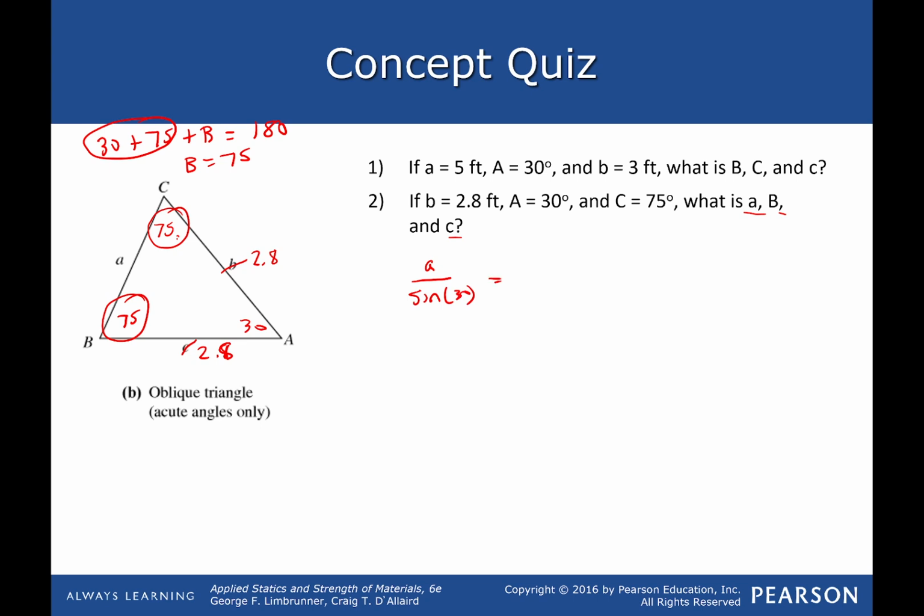is equal to 2.8 over sine of 75. Pen is slowing down a bit. Who's getting tired? And if I plug that into my calculator, I get that A is going to be equal to, what is it? Let's find out. So 2.8 times sine of 30, because I'm bringing that over, divided by sine of 75. I get that A is 1.449.